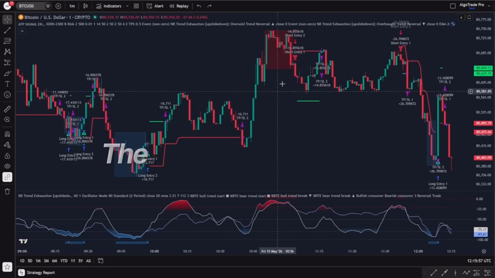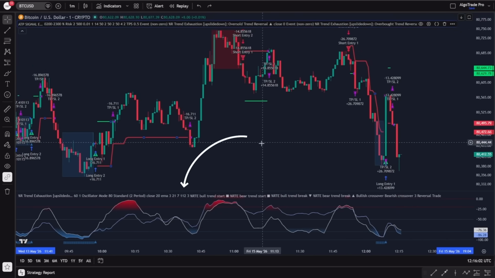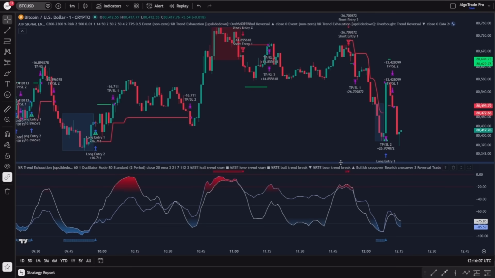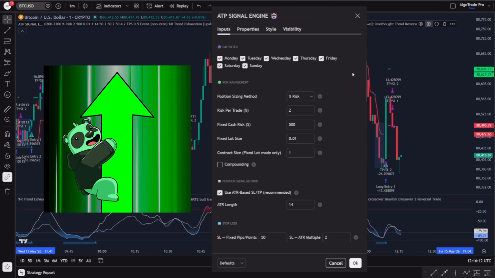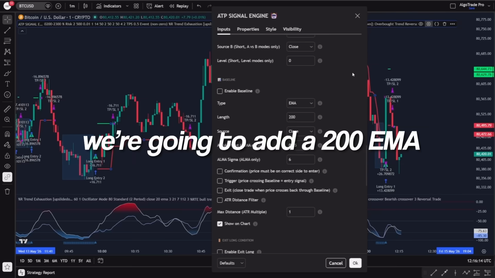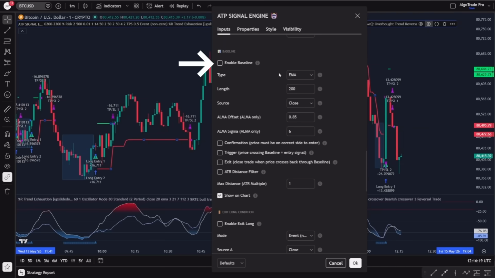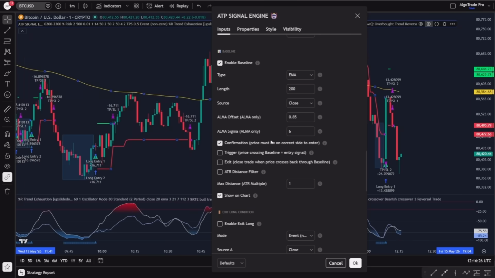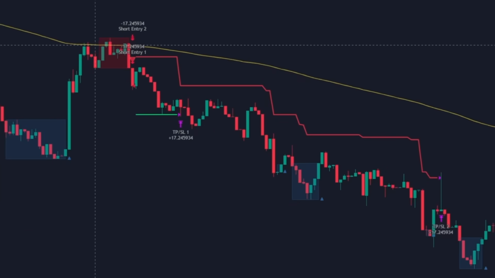Now, at this stage, the strategy is working, but like we always do on this channel, we want to improve it, because raw indicator signals alone are usually not enough. So, to help filter weaker trades and align ourselves with the broader market trend, we are going to add a 200 EMA. Inside the ATP Signal Engine, I simply enable the baseline section, select the 200 EMA and use it as a confirmation filter.